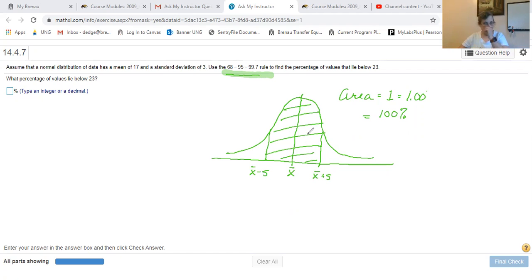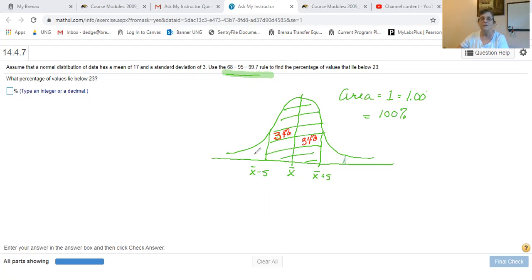Now, if 68% is in between these, then because it's symmetrical, half of that, or 34%, is going to lie on each side of this. Let me do this in a different color. So 34% lies here, and 34% falls here.